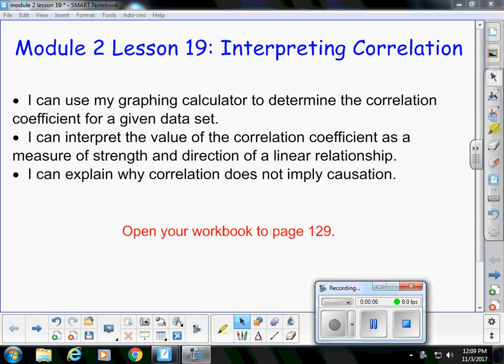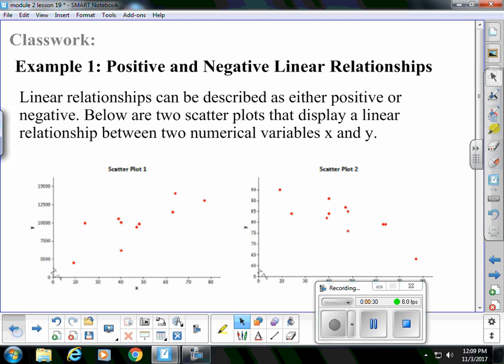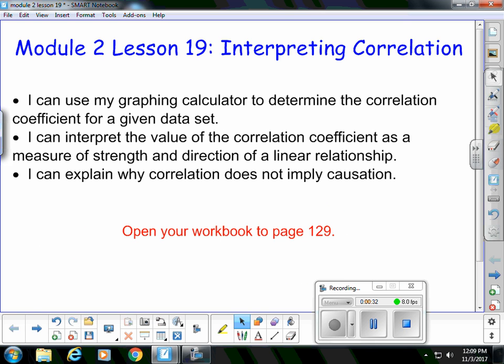Lesson 19, Interpreting Correlation. In this lesson, I'm going to teach you how to use your graphing calculator to determine the correlation coefficient of a given set of data. And then we're going to interpret the correlation coefficient to determine the strength and the direction of the linear relationship. If you haven't done so, open your book up to page 129.